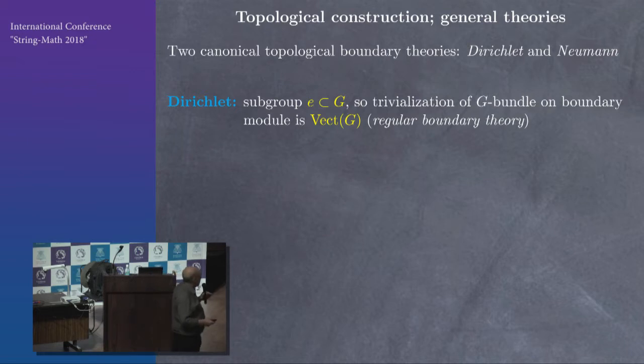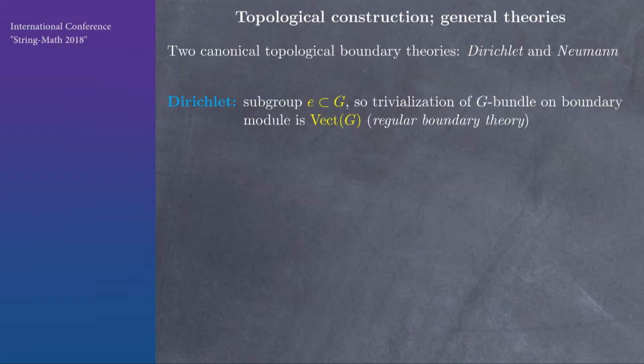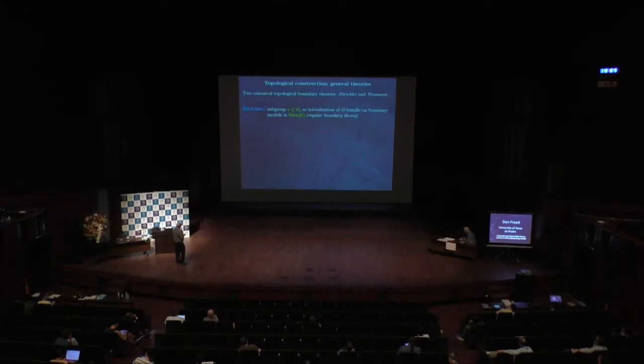In terms of this classical model, we would get a trivialization of the bundle wherever we put in that boundary condition. And if I think of it as a module over this categorified group ring, then it's just that algebra, that group ring, as a module over itself. So that we call the regular boundary theory. It's like the regular representation of the group. So that's like a Dirichlet boundary condition.